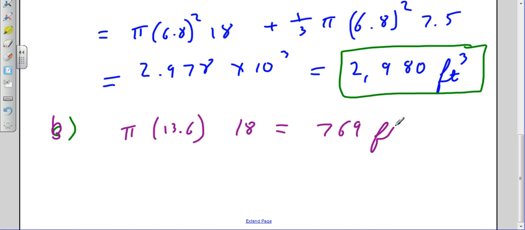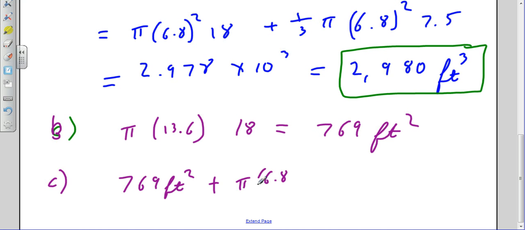And we have 3 significant digits, so we have 769 feet squared. And then the total surface area would be that 769 feet squared plus the top, which would be pi r squared, plus the surface area of the cone.